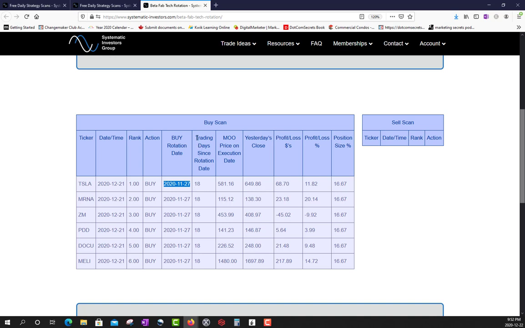So the number of trading days since the rotation day is 18. So we've essentially been in this position for about 18 days. That's the difference between the buy date, which was this date, and yesterday's date, which was this. So the price then, the market on open price on execution date, would have been the opening price on this day here. That would have been $581 and 16 cents for Tesla on the buy date. So we use the market on open price of the 27th of November in this case.